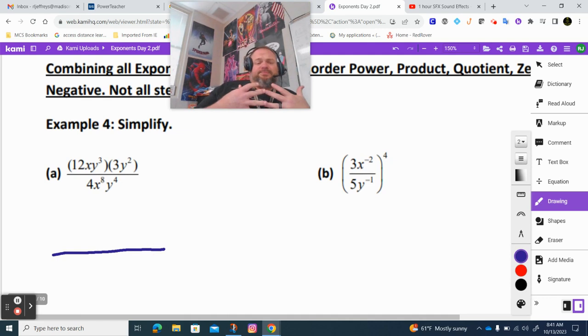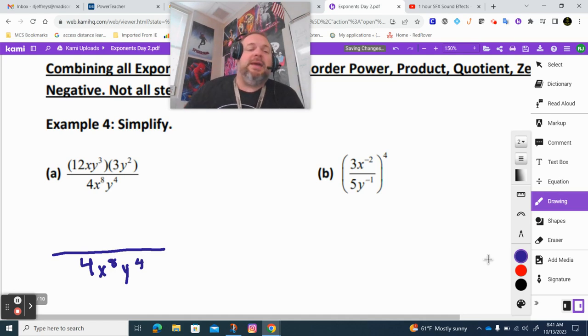First, let's look at it. It looks like we've got some multiplication up top. Do we have anything happening down here in the bottom? Like any parentheses, anything? No. We could actually just leave the bottom as it is. Aha. So that helps us out some.